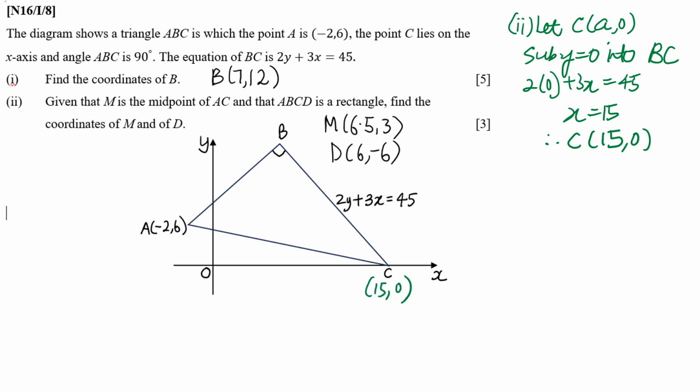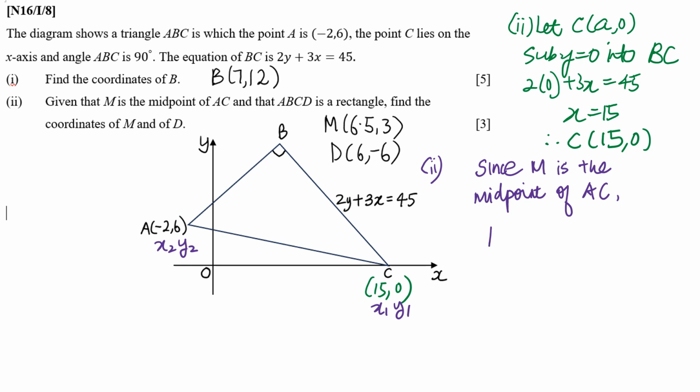Then as usual, we label the points. Oh, I did it the other way around, sorry. I label point C as x1, y1, and point A as x2, y2. Then we can just use the formula to find the midpoint of a line segment, which is basically x1 plus x2 divided by 2, y1 plus y2 divided by 2. So that gives you (6.5, 3). All right, so how do we find the point D, which is the fourth vertex of your rectangle?